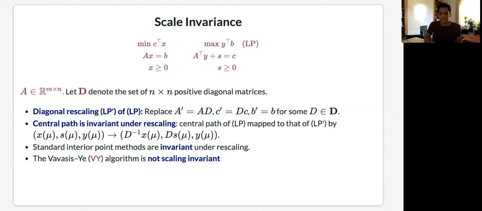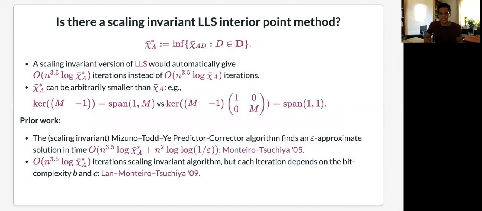But importantly, the algorithm by Vavasis and Ye is not scaling invariant. So the question is whether there exists a scaling invariant layered least squares method for linear programming. Another important thing to notice is that the condition number chi bar is as well not scaling invariant.